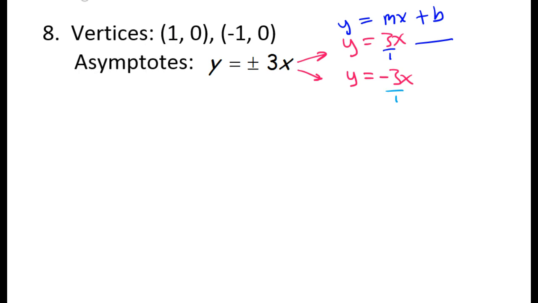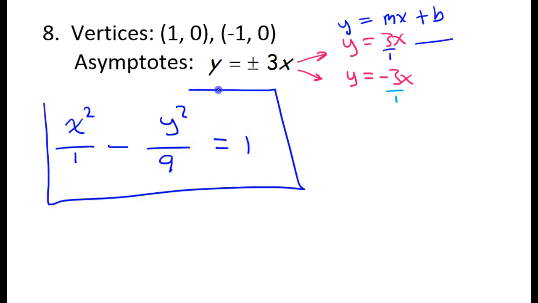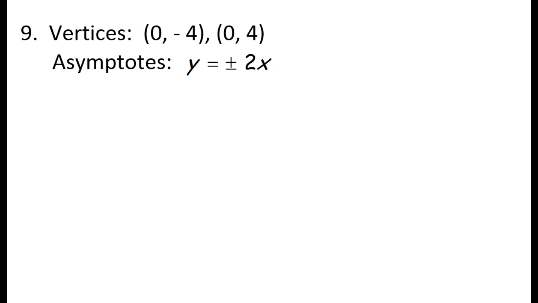Now I just got to remember what I wrote down. It was x squared over 1 minus y squared over 9 equals 1. Okay, that's it. Hopefully number 9 is similar, because I feel like we need practice on this type. Yay, number 9 is the same type of problem.